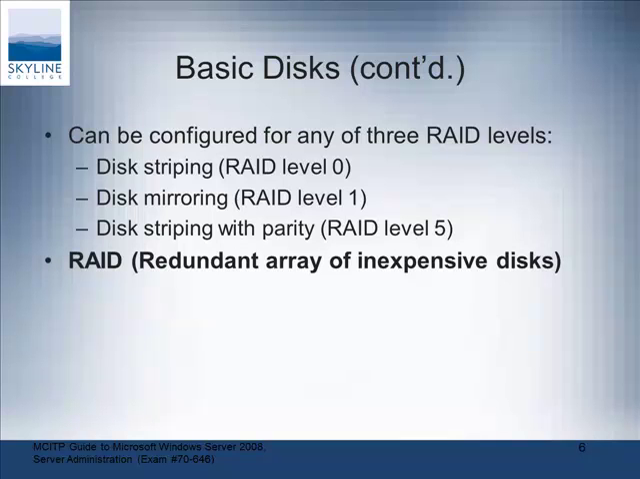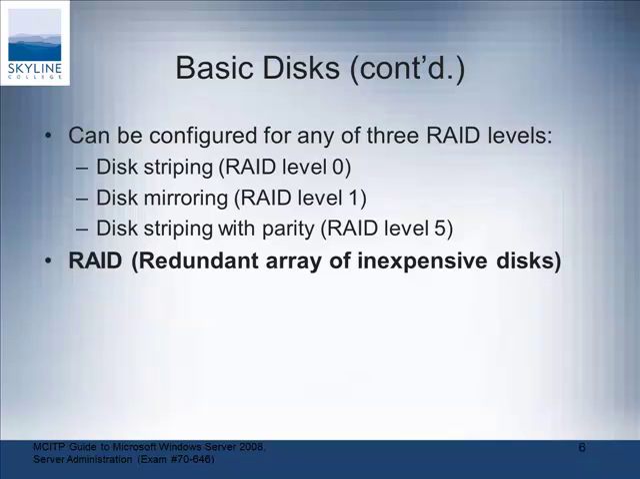RAID, redundant array of inexpensive, sometimes you'll see the I as independent, disks. What we do is put several disks together, 2 to 32 for RAID 1, 3 to 32 for RAID 5 because you have to have a parity disk. In RAID 5, the bottom line is you lose one disk's worth of storage space. If you have 3 disks, you lose 1/3 of your storage. If you have 30 disks, you lose 1/30 of your storage. You lose one disk's worth of storage in a RAID 5.